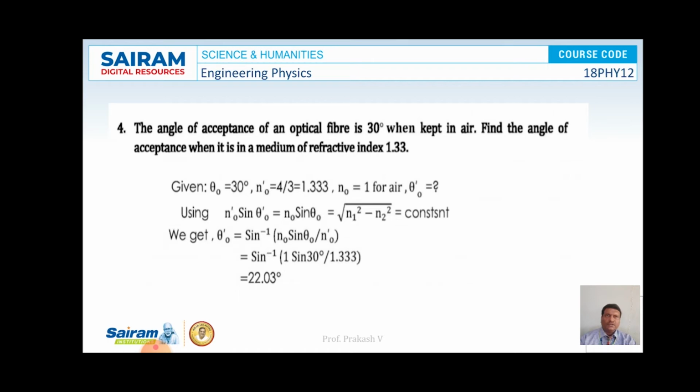So we know that N naught sin theta naught is equal to square root of N1 square minus N2 square, that is nothing but numerical aperture, and theta naught dash can be written as sine inverse of N naught sin theta naught divided by N naught dash. So finally theta naught dash is equal to sine inverse of 1 into sin 30 degrees by 1.33. On simplification, theta naught dash is equal to 22.03 degrees.